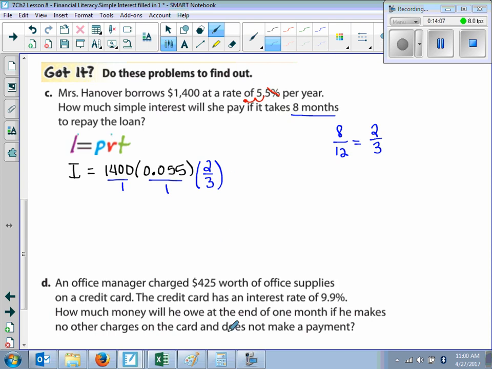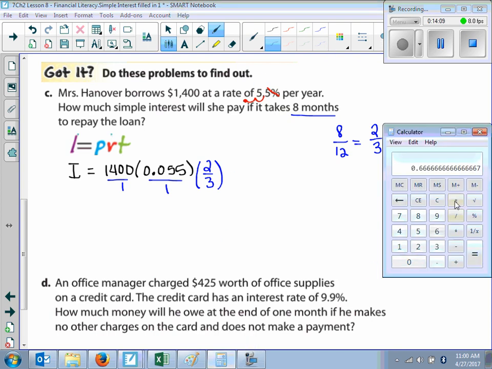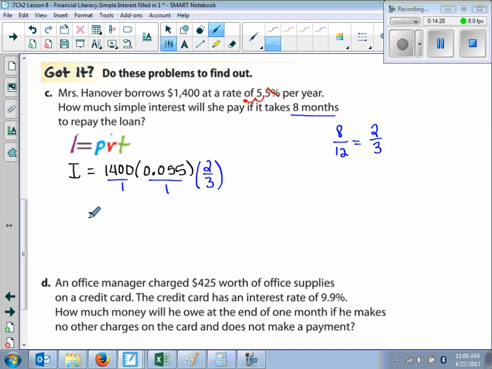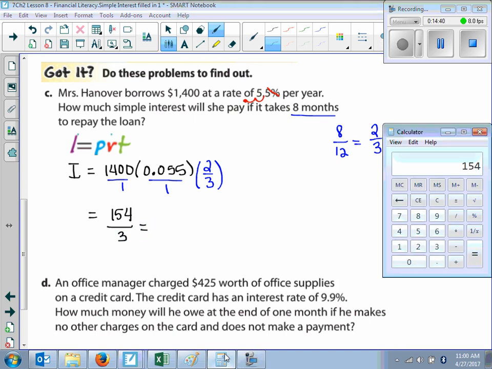So when we multiply straight across, we're going to get 1,400 times 0.055 times 2. So in the numerator, we're going to have 154. Is everybody clear with that? So 154. And then, of course, in the denominator, 1 times 1 times 3 is 3. And this is what we're going to divide to get our final answer.